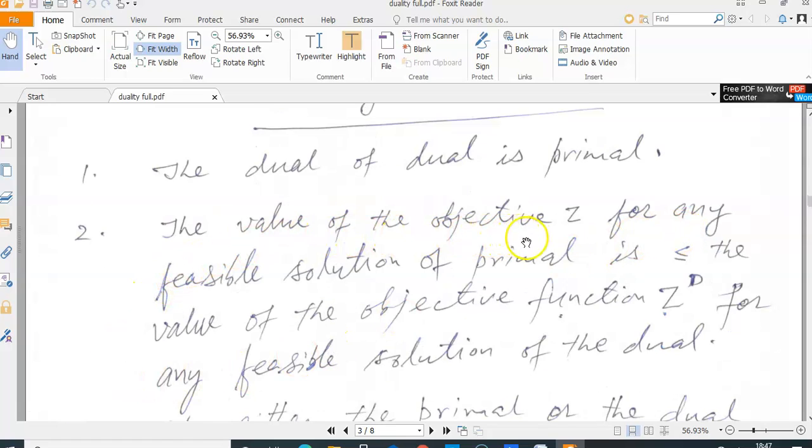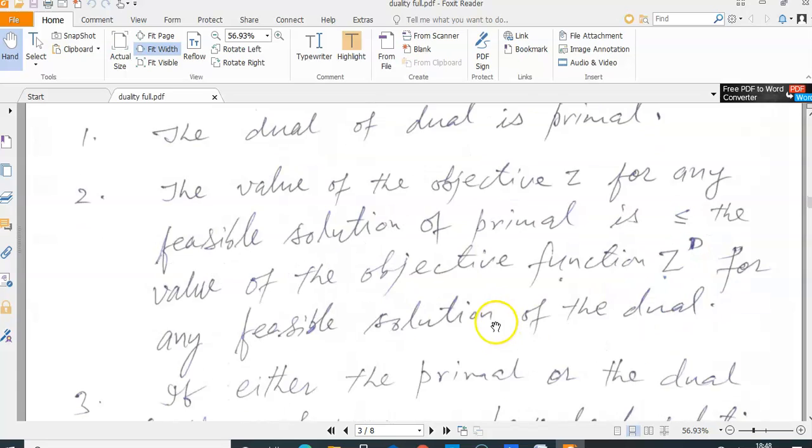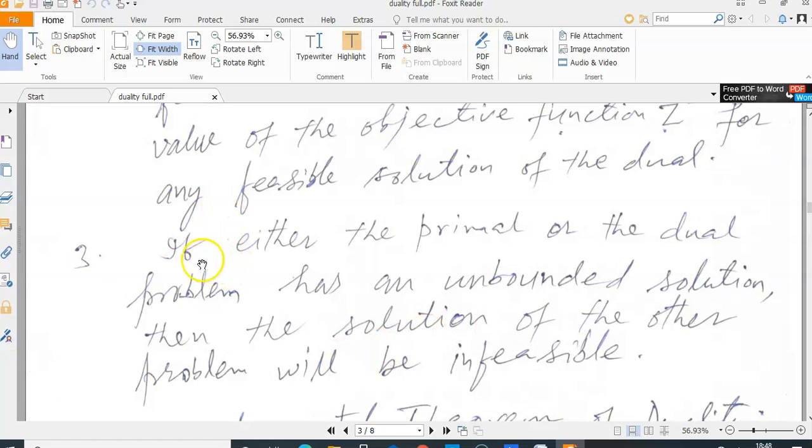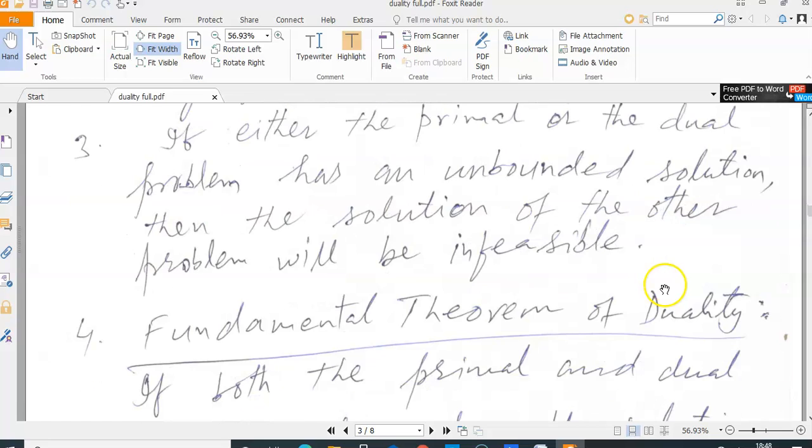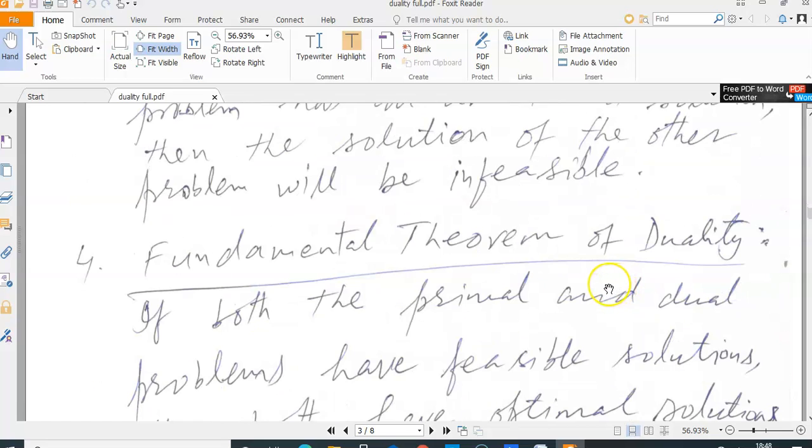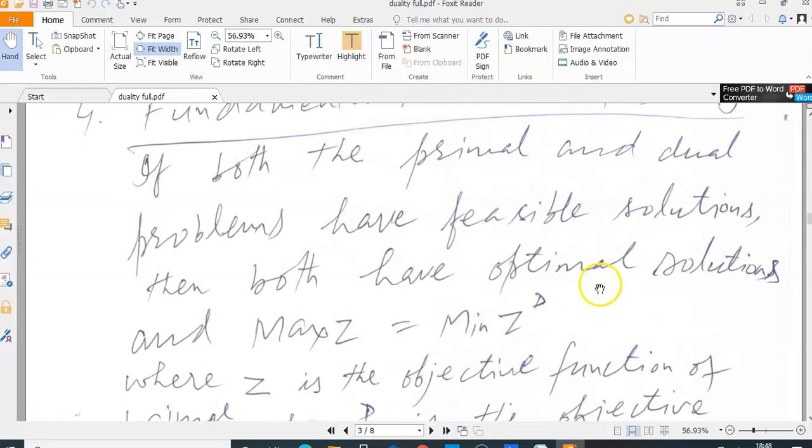Second, the value of the objective function Z for any feasible solution of the primal is less than or equal to the value of the objective function ZD for any feasible solution of the dual. So ZD denotes the objective function of the dual. Third, if either the primal or the dual problem has an unbounded solution, then the other problem will be infeasible. Next, the fourth theorem is the fundamental theorem of duality.